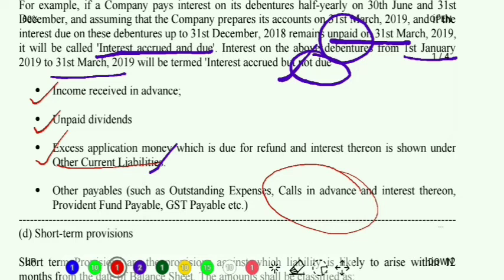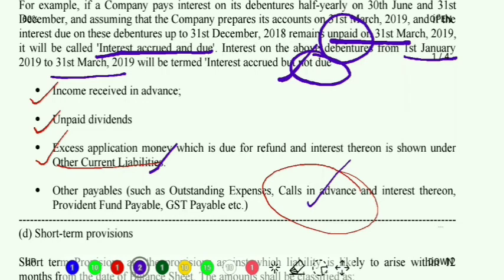First we have share application, then we have share allotment, and then we have calls like first call, second call, final call. Okay. Now we have discussed calls in arrear. What is calls in arrear? When the shareholders fail to pay their call money, that is calls in arrear. But the opposite concept will come when the shareholders have paid the call money in advance, and that is what is called calls in advance.